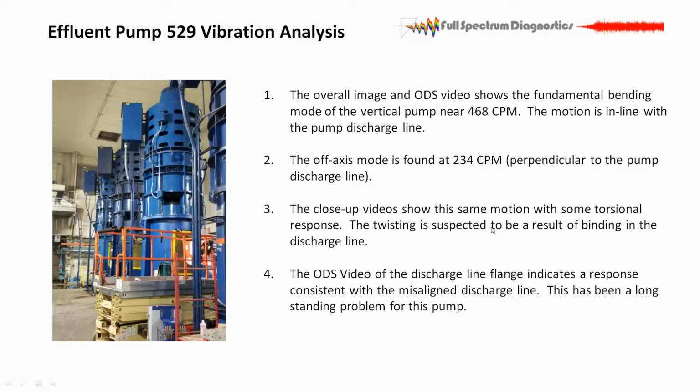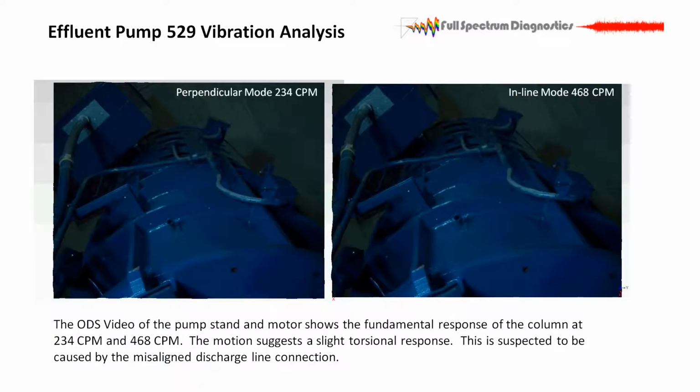Close-up video shows the same motion with some torsional response. The twisting is suspected to be a result of binding in the discharge line. Now I'm going to show you the discharge line and what the traditional problem has been that is causing lots of problems in this pump. The ODS video of the discharge line flange indicates a response consistent with a misaligned discharge line. It's been a long-standing problem for the pump.